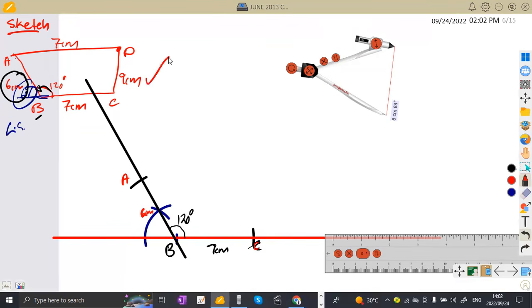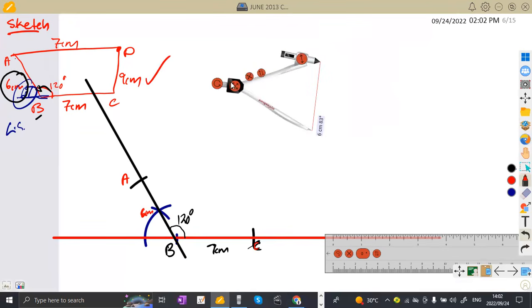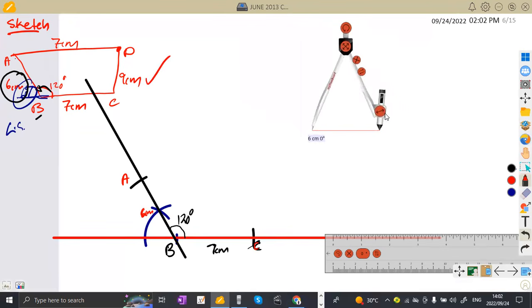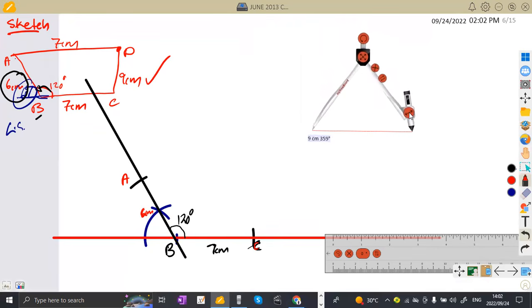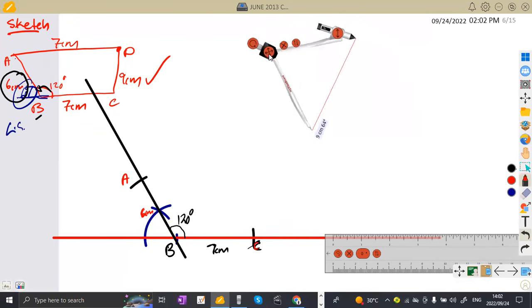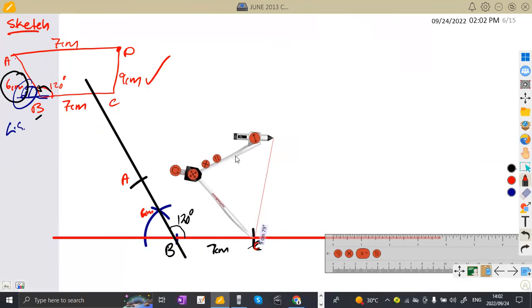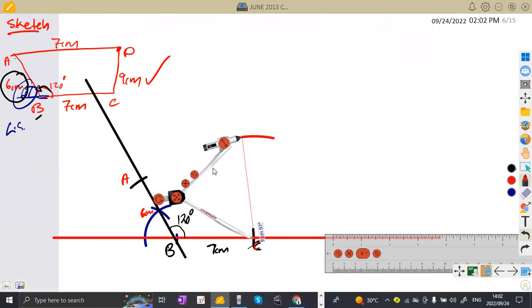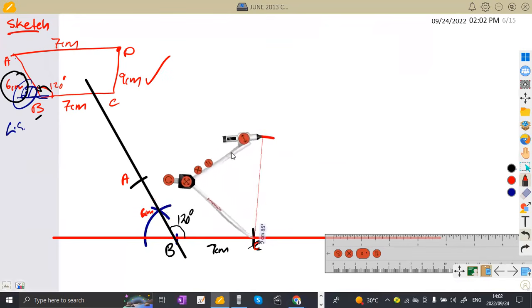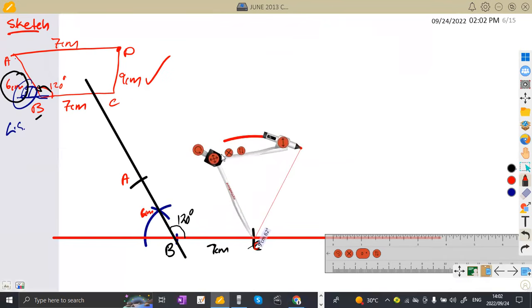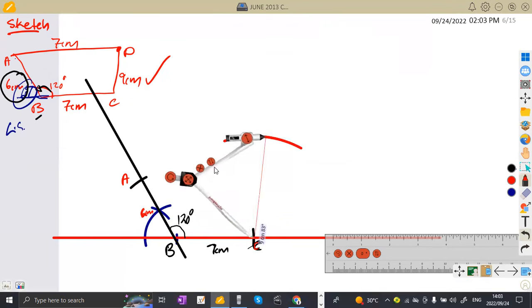You're going to measure 9 centimeters from C. You just measure that one and mark a certain distance from C. So this is our 9 centimeters, something like this. Okay, that's 9 centimeters like this. Just mark anywhere along the line. I don't know exactly where it is going to be, so I just have to mark anywhere along this line.